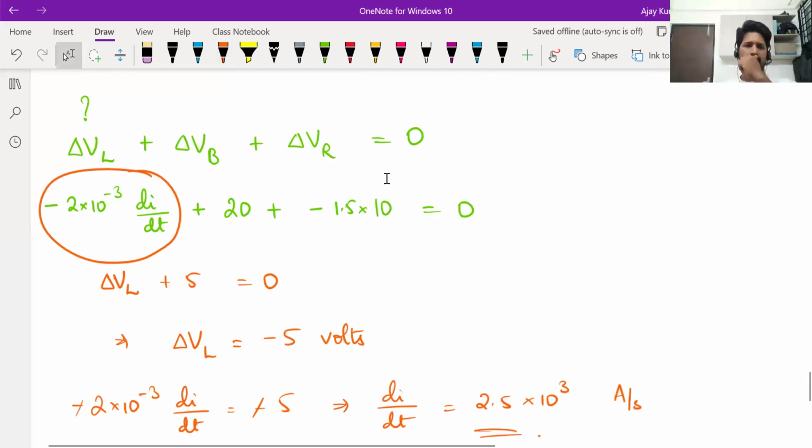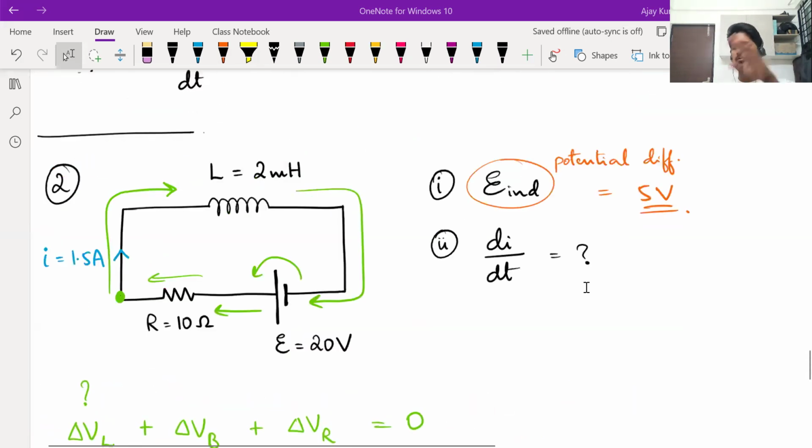Is this clear to both of you? Any doubts in this? Yes. Rishi, did you understand? Yes, sir. Okay.